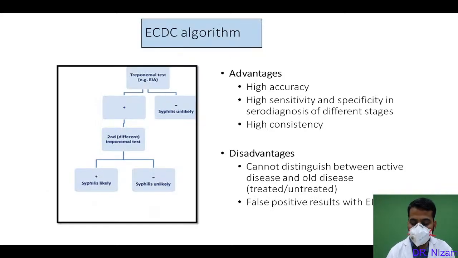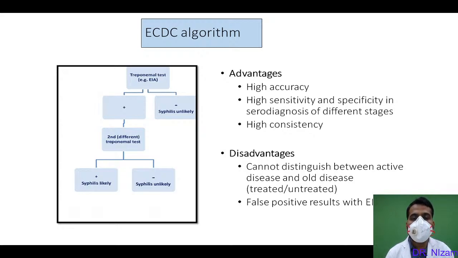Now there is one more algorithm which was recommended by the European CDC, that is the ECDC algorithm, which is not used everywhere, but it is used only in some of the European countries. Here, they first go for the treponemal testing, that is the EIA. If it is positive, they again go for a second treponemal test, which is a modification of the reverse algorithm only. So in the second treponemal test, if it is positive, then they label it as syphilis positive. If it is negative, then they label it as negative.